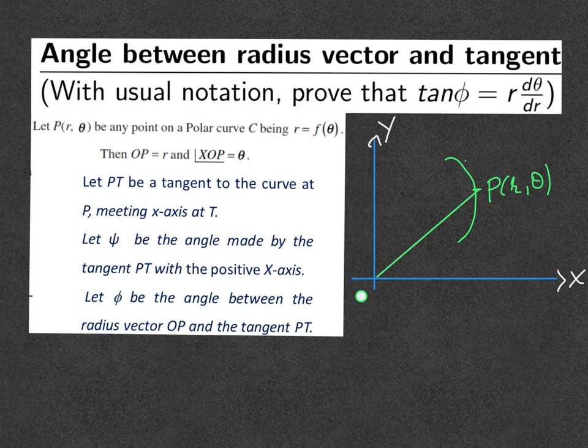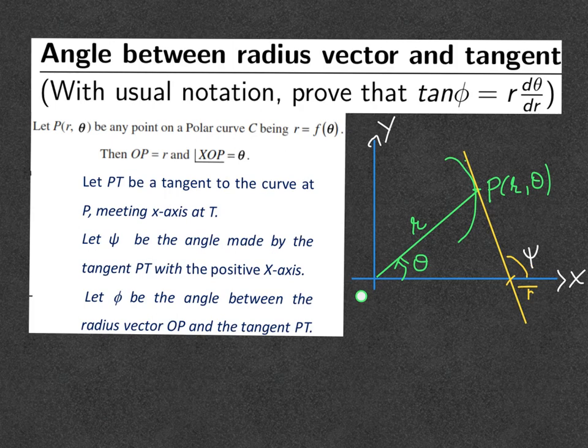And you can write the angle theta here. So therefore OP is equal to the letter r, the radius vector. Then we draw a tangent at P with a positive x-axis. So let us take this is the point T, where the tangent makes an angle psi with the positive x-axis.